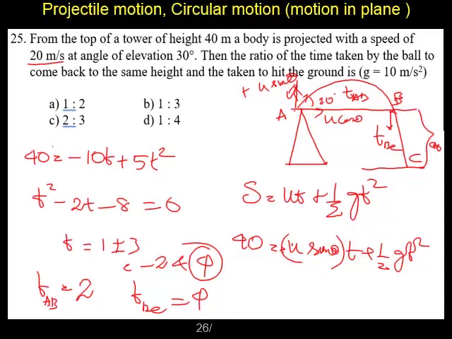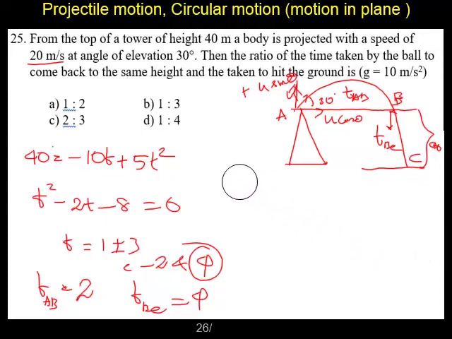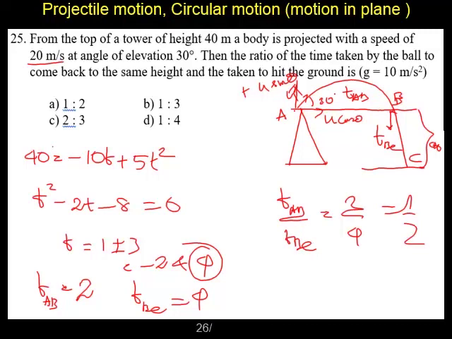So the question is asking for the ratio T of AB by T of BC, which is 2 by 4, that is 1 by 2. So the alternative is 1:2, and answer A is the answer. It is simply the ratio of the time taken by the ball to travel as a projectile and the time taken as a body dropped from the height. So this is the answer. Now we move on to the next problem.